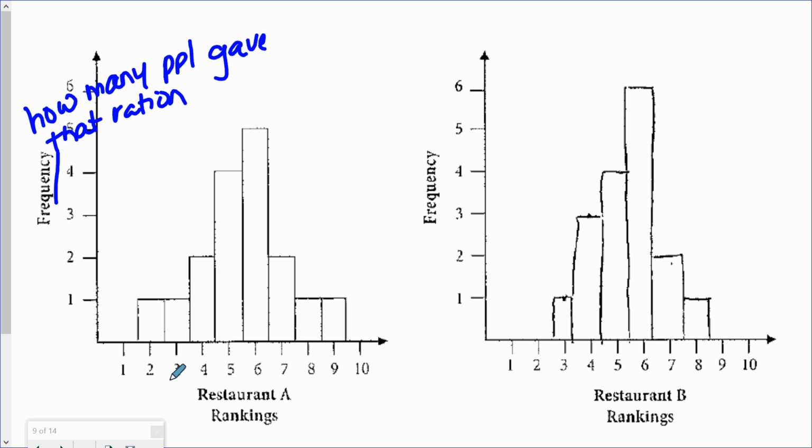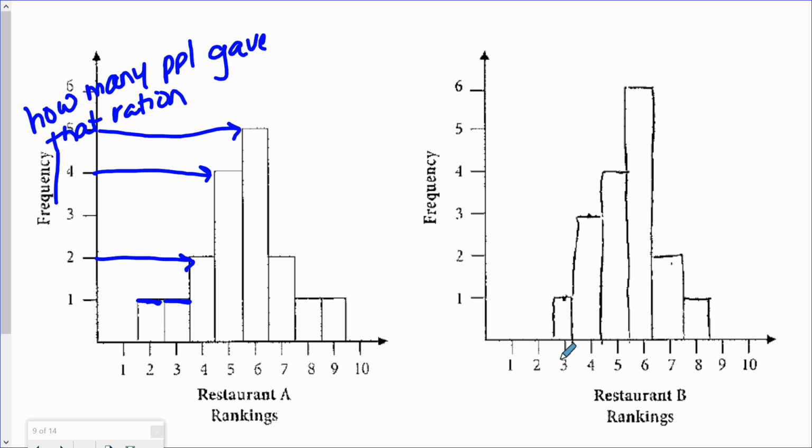So for restaurant A, one person gave it a 2. One person gave it a 3. 2 people gave it a 4. 4 people gave it a 5. 5 people gave it a 6. And then back down. So 2 people gave it a 7. And 1 person gave it both an 8 and a 9.